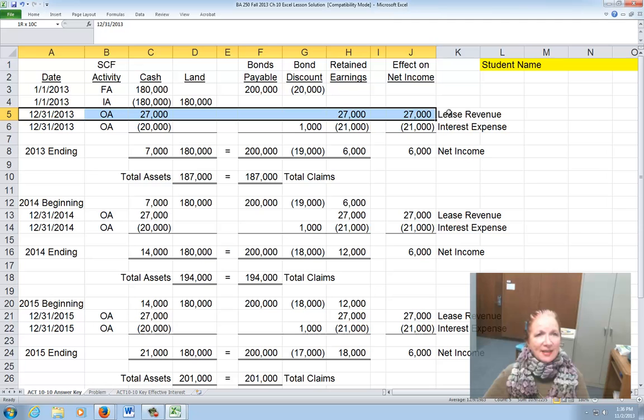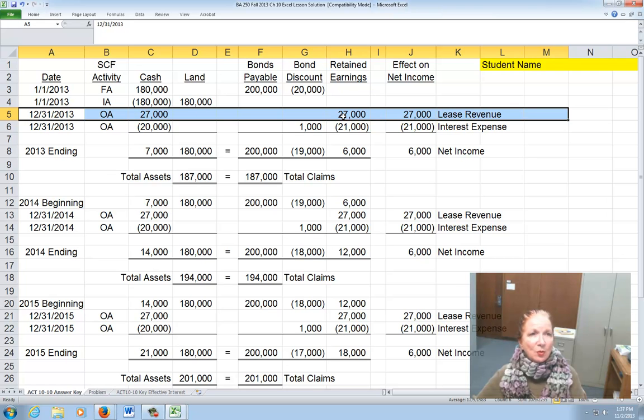The third transaction is on December 31st. It's an operating activity because it's the rental revenue off of our lease. It's cash going up by $27,000 because somebody paid us, and rental revenue increases retained earnings by $27,000. And you can see it looks much like those early little statements that you did at the start of the class all those weeks ago. So we have the effect on net income is a plus $27,000 for lease revenue.